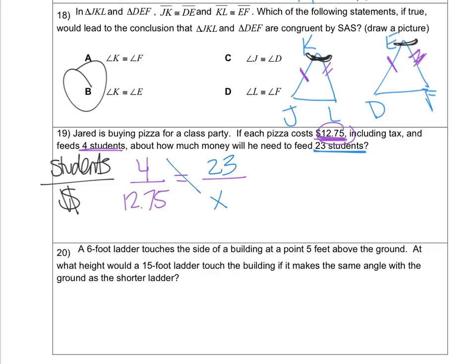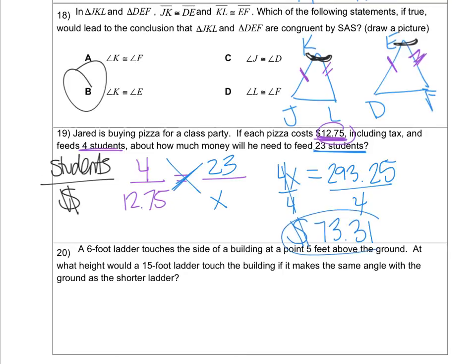Okay? Cross multiply and divide. So we have 4x. That has to equal multiplying going the other way. So you have 12.75 times 23. And that's $293.25. Divide by 4 on both sides. When you divide that by 4, you're going to get, and you're going to estimate since we're going to have to round, x equals $73.31.